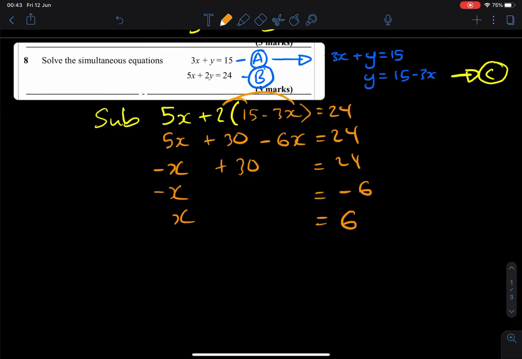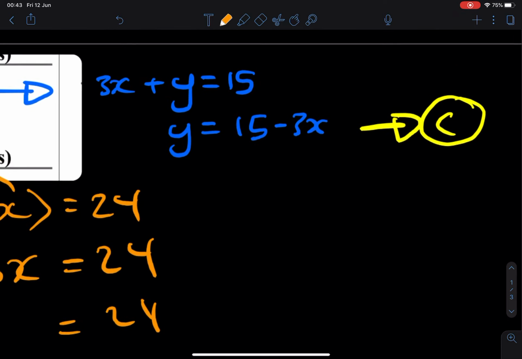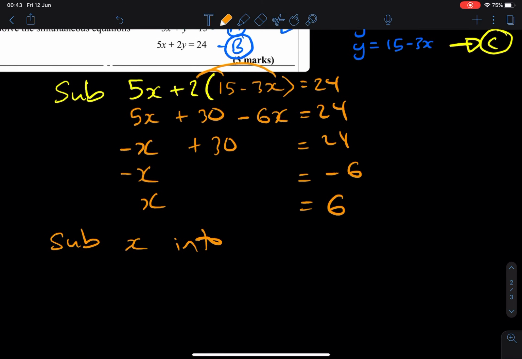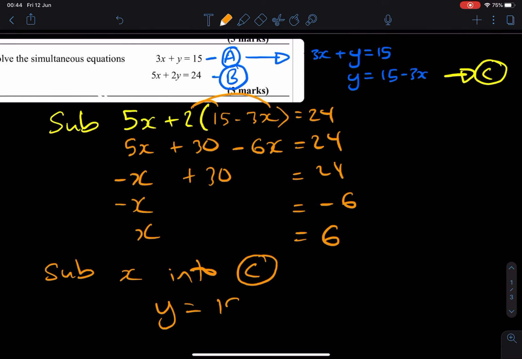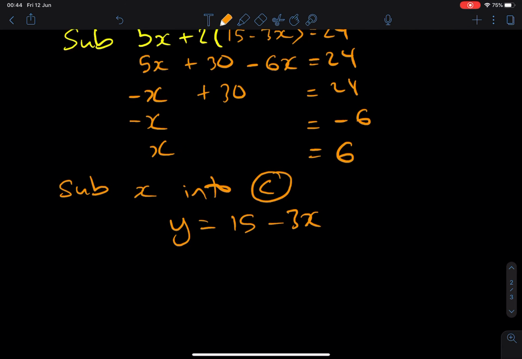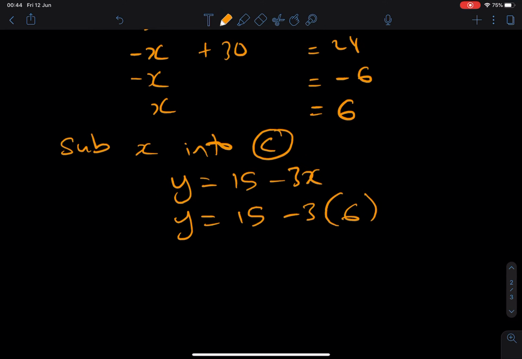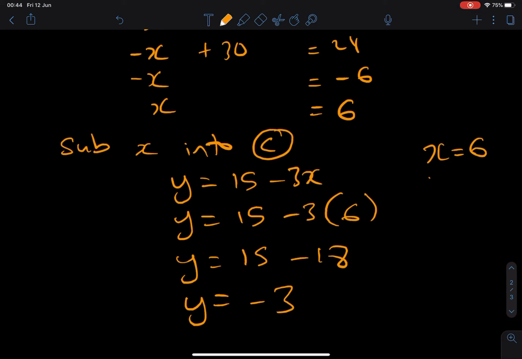How do I work out what y? So I now substitute x into the rearranged formula that I had before, which I called C. Let me just write that down. So wherever I see x, I'm going to use the number 6. So y is equal to 15 minus 3x. But instead of x, I'm going to write down 15 minus 3 bracket 6. y is equal to 15 minus 18. Therefore, y is equal to minus 3. So therefore, my answer is x is 6, y is equal to minus 3.